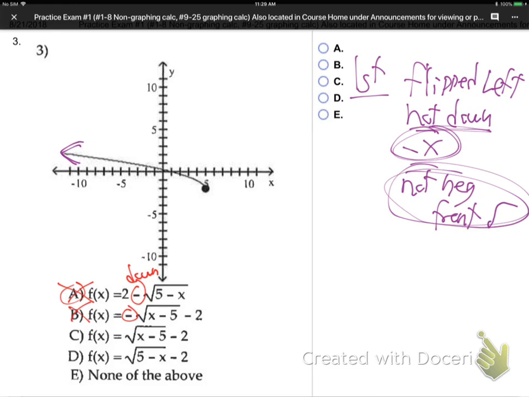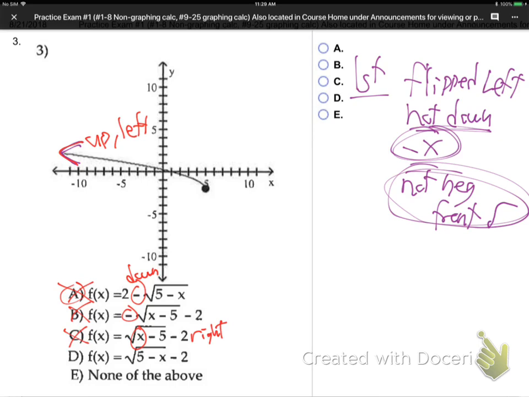Everybody good with me? A negative in front of the root or the parentheses or whatever, that makes it go down. Ours is going up and left. How about C? No negative in front of the x. Look at the x. It's supposed to have a negative in front of that x. It would be going to the right. So A, B, and C are out, out, out, right? Just automatically. Good with all that? Just by the flipped stuff.